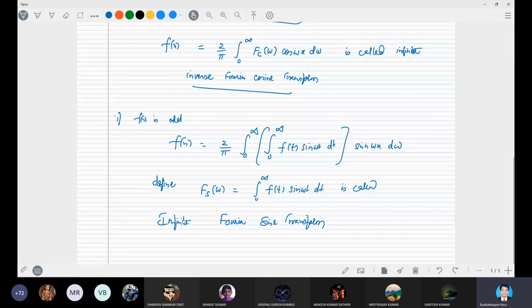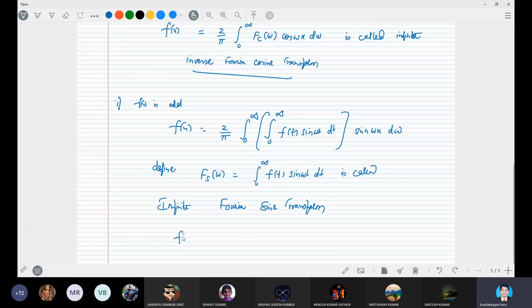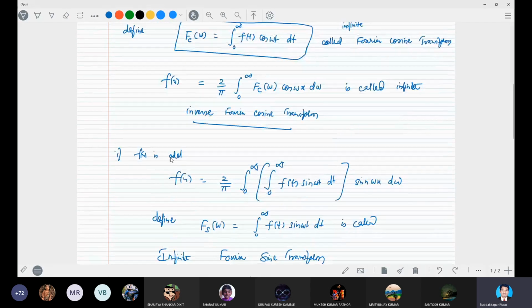Hello, students. This is the infinite Fourier sine transform. So f(x) is equal to 2 by pi integral 0 to infinity Fs(omega) sine omega x d omega, which is called the inverse Fourier sine transform. Okay, these are the very important Fourier sine transform and inverse Fourier sine transform, right?